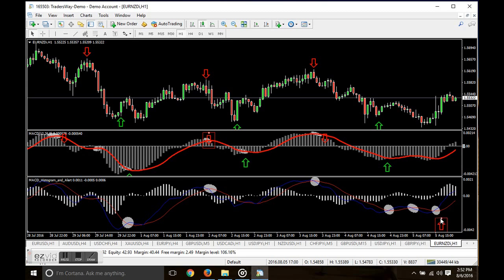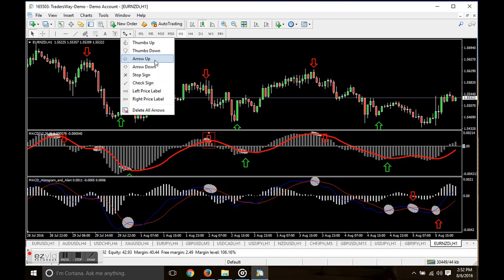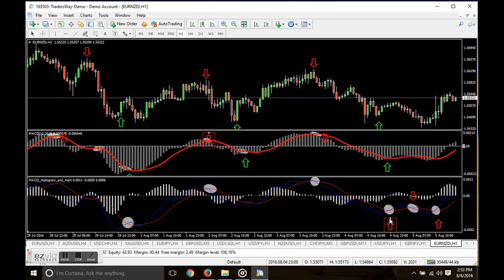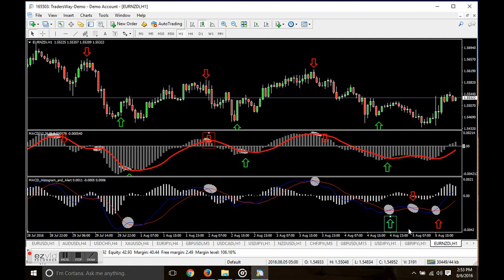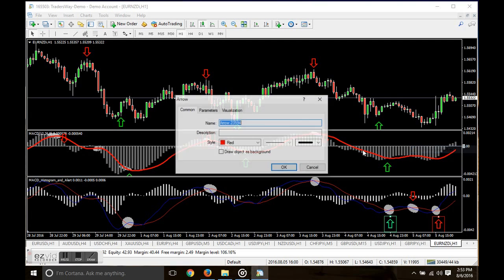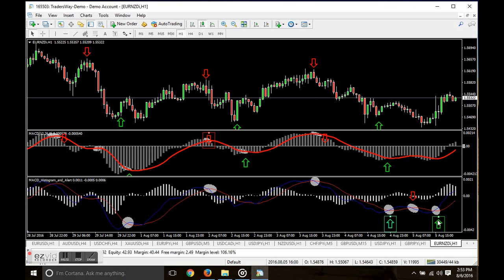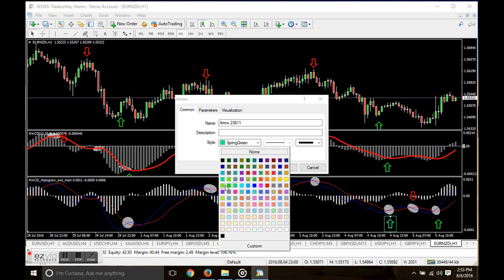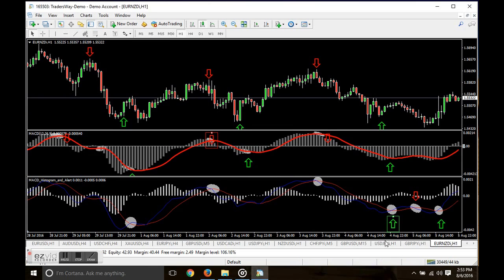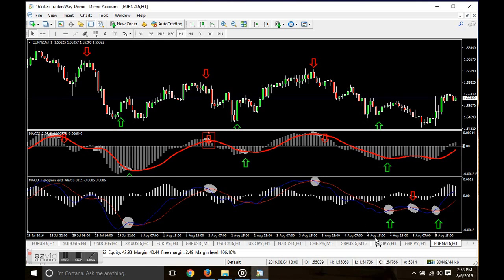Now always follow price first. Use indicators just for confirmation. Let me go ahead and put some arrows there just for visual purposes. Always trade with the price, not the indicator. Use the indicator for secondary confirmational purposes only. Never trade just the indicator. Indicators are slave to price. Change that color to the lime green, and there you go. This is how I use MACD.